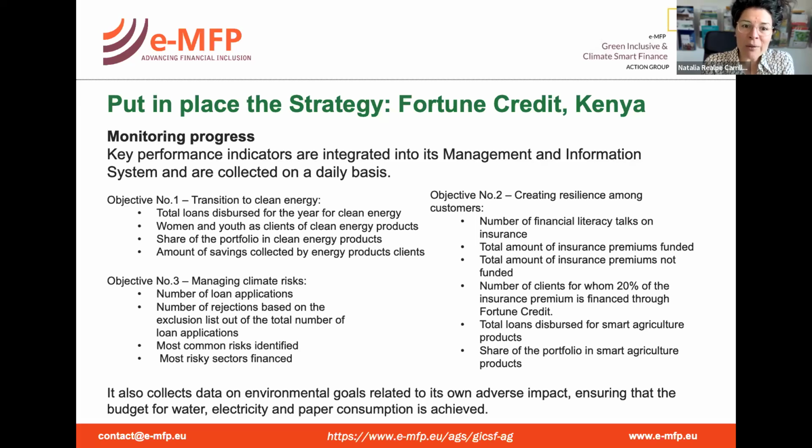And the other one, creating resilience among customers: the number of financial literacy talks on insurance, total amount of insurance premiums funded, total amount of insurance premiums not funded, number of clients for whom 20% of the insurance premiums are financed through Fortune Credit, the total loans disbursed for smart agriculture products, or the share of the portfolio in smart agriculture products. So this is data that fits their work, their strategy, definition, and then the implementation.